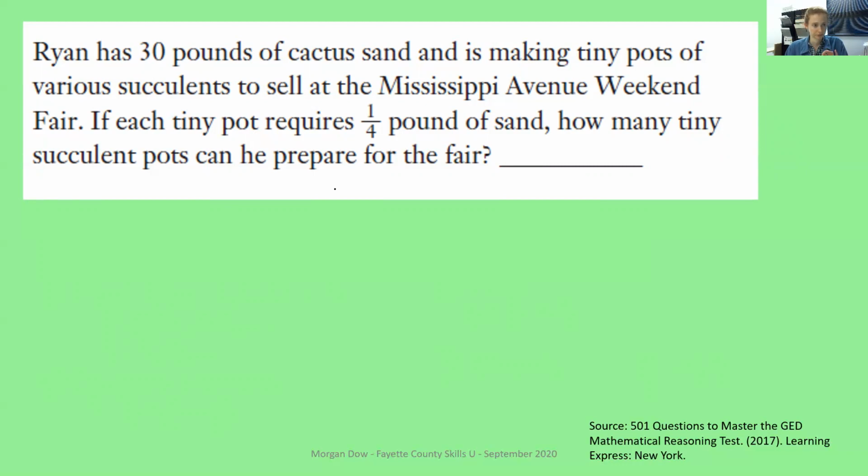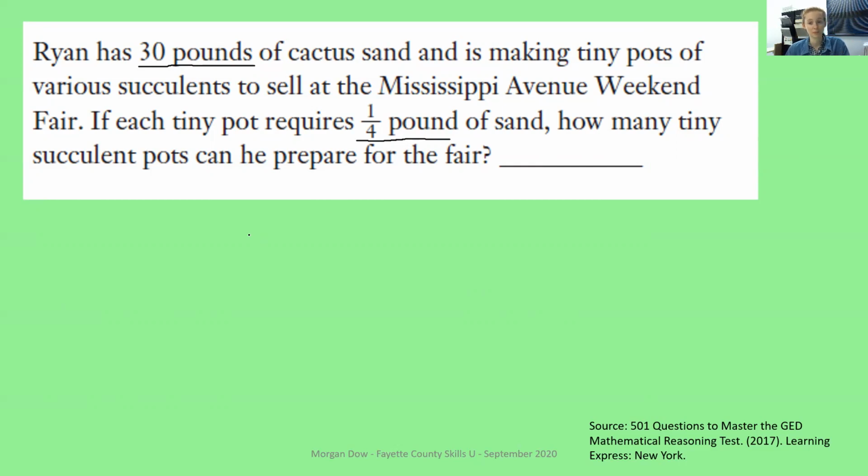So we have a total amount of sand, and we're breaking it up into pots of sand, right? So we're taking our big bag of sand and we're going to pour a little bit into each of these pots. Each pot needs a 1/4 pound of sand. We're taking a total amount and breaking it up into little pieces. How many little pieces can we make? How many pots of sand can we make?